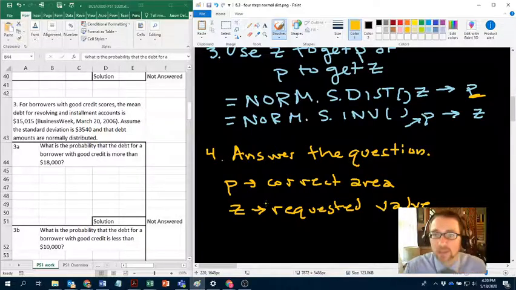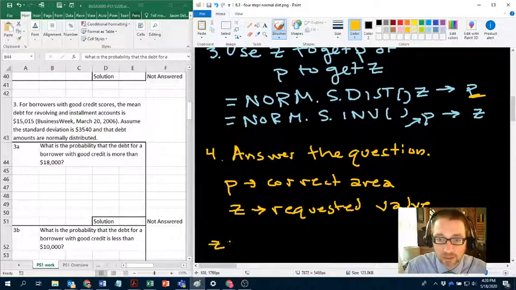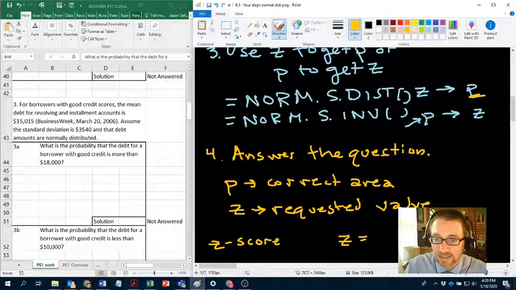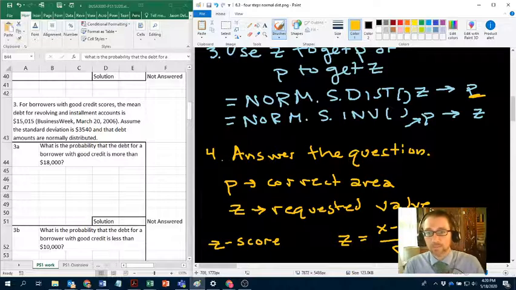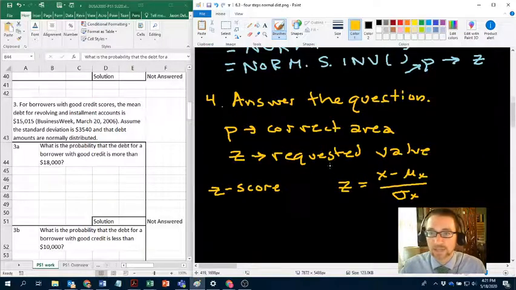The other thing we haven't talked about yet that we would need, at some point, and often it's here, is the z-score formula, which looks like this. Z equals x minus mu x over sigma x. And that will be the 4th piece that you need. So sometimes you need to do that in step 2, sometimes in step 4. But at some point, we're going to need to do that, and that's something to keep in mind.